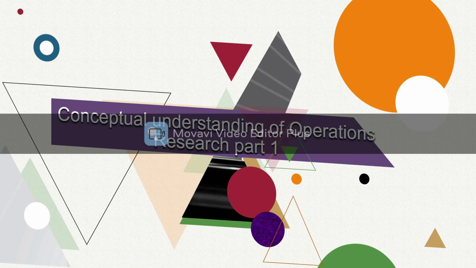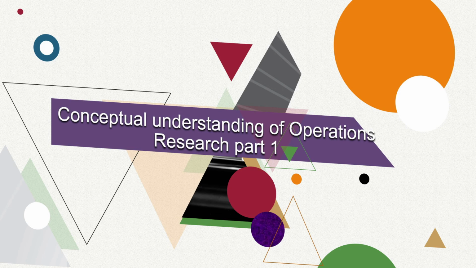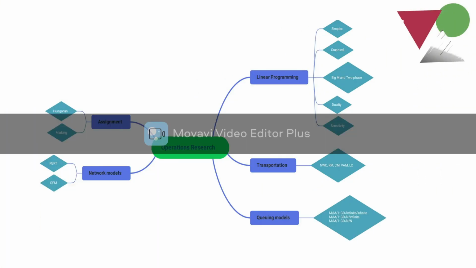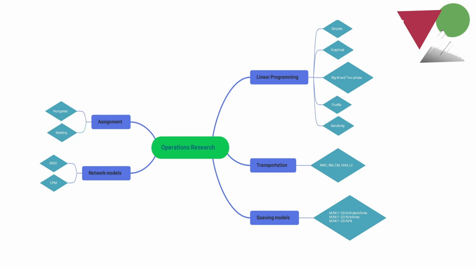Previously we discussed the introduction to operations research. Now we will move on to the conceptual understanding of operations research. It's part 1. We have 3 parts. The concepts in operations research are linear programming, transportation, assignment, network models and queuing models.